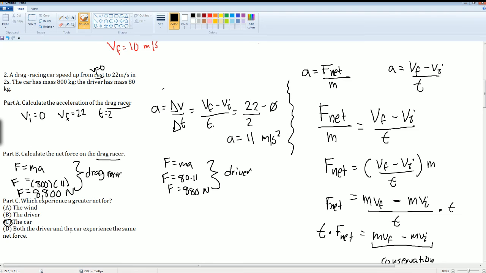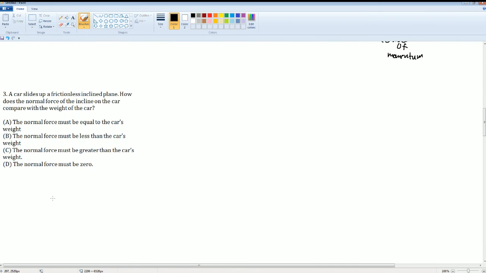So the car and the driver must experience the same acceleration. That's why the a of the system is the same as a on the car and a on the driver. To calculate the net force on the driver, we did that here, and with the same acceleration and a smaller mass, the driver experienced a smaller net force. We already saw that right here. Okay, so the car is what experiences a larger net force, because the car is at 8,800.